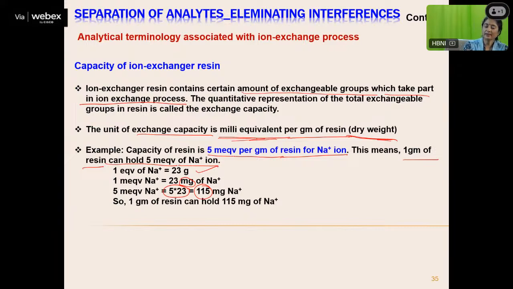So 5 milli-equivalent per gram of resin for sodium plus ions means 1 gram of that specific resin can hold 115 milligram of sodium plus. So this is what the capacity means.